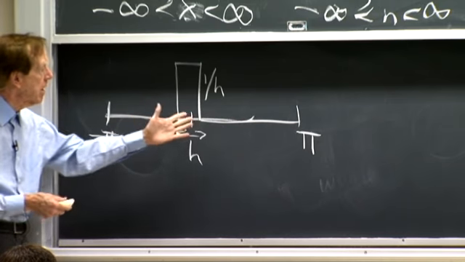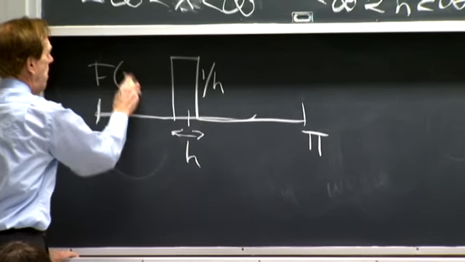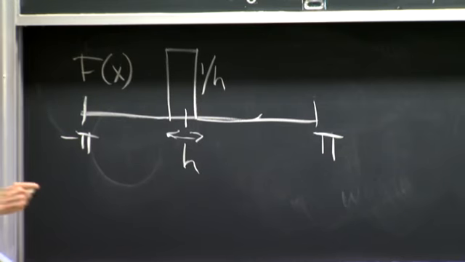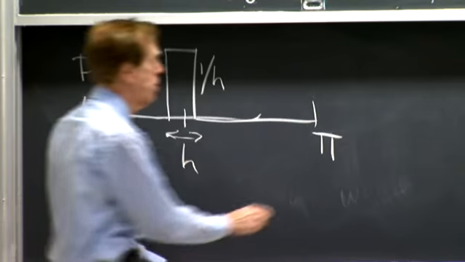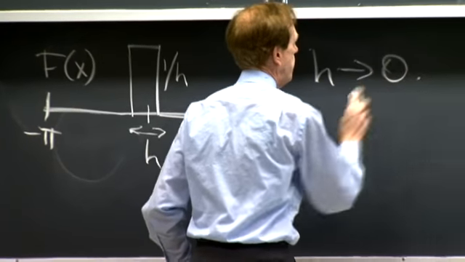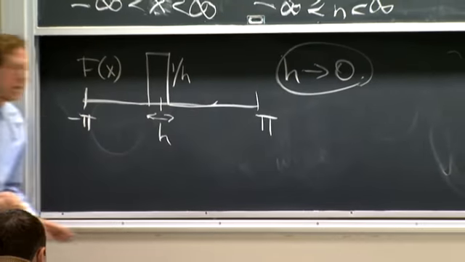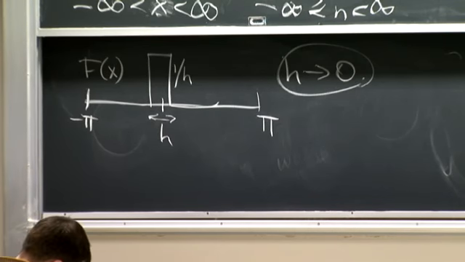So there's a particular function, f of x. It happens to be an even function. We'll compute its Fourier coefficients, and we'll let h go to 0 to see what happens. It's just a good example that you may have seen on older exams. Okay.